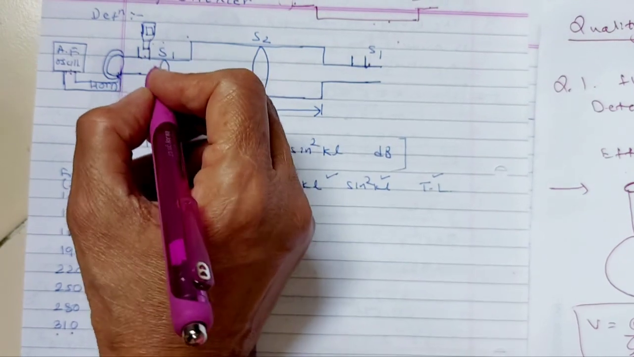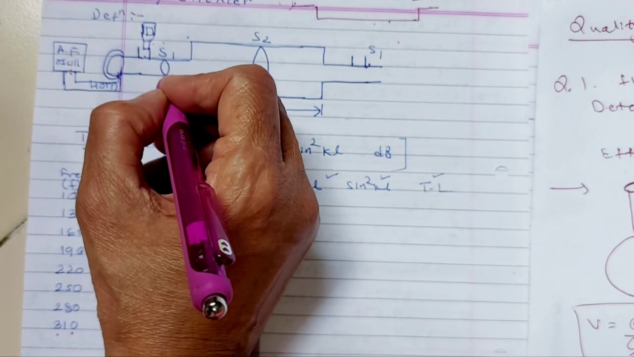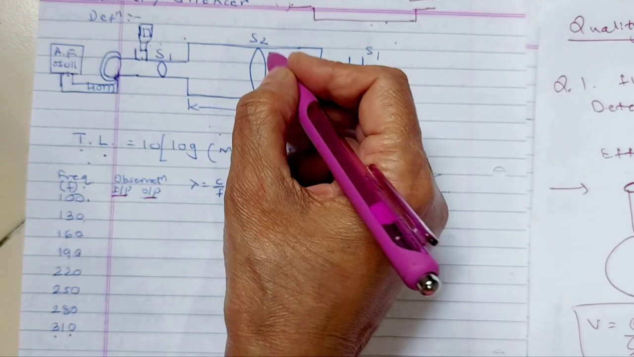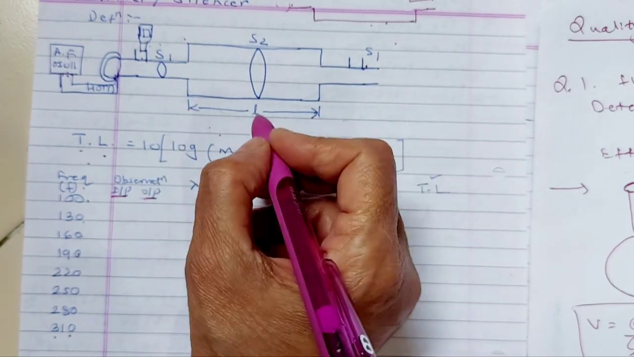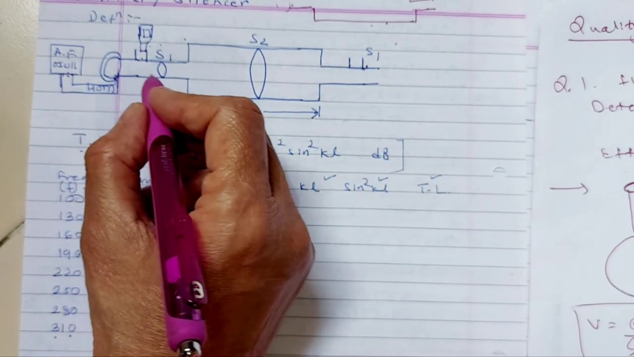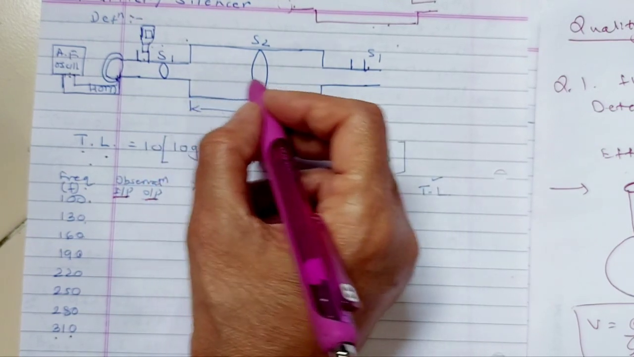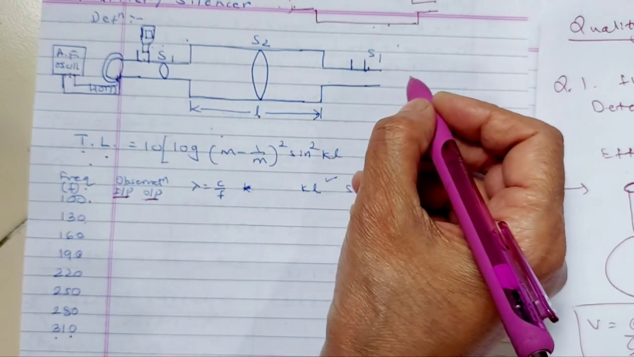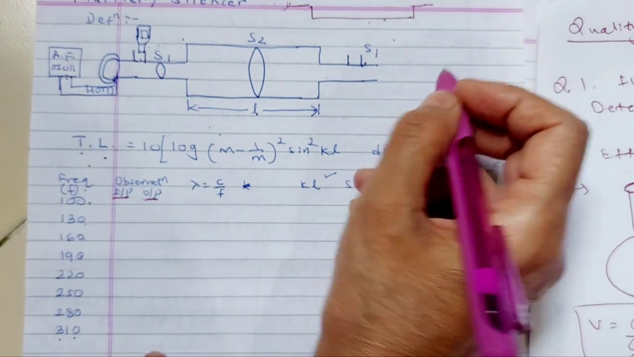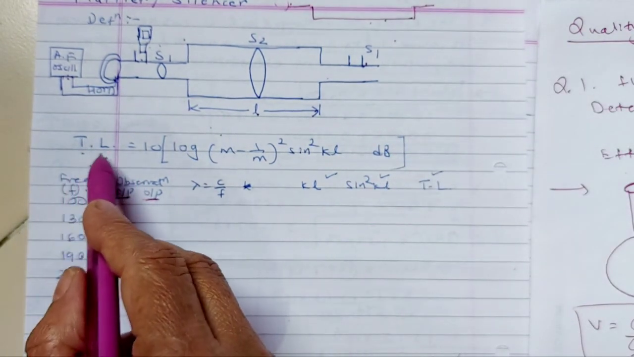This is my S1 cross-sectional area, this is S2 cross-sectional area, this is the length of the muffler. The sound wave passes through this inlet, then through the expansion chamber, and then again it will be over here. So what is my job? I need to get the transmission loss.